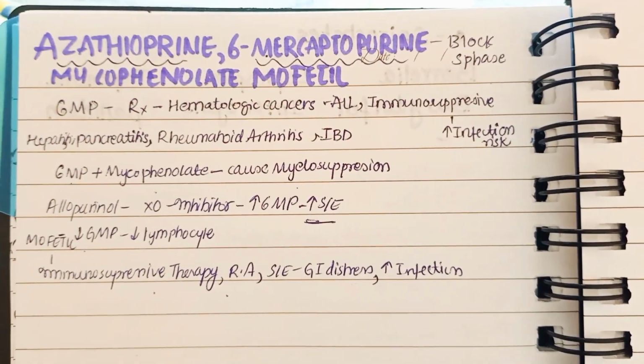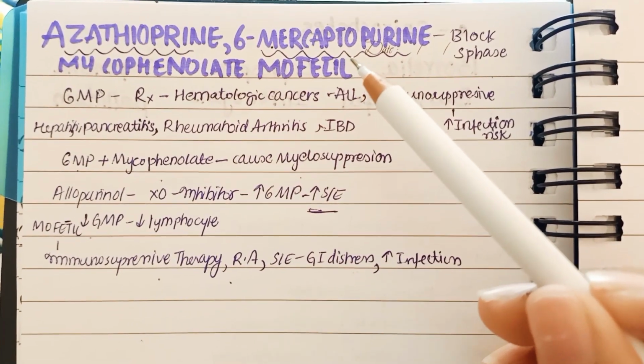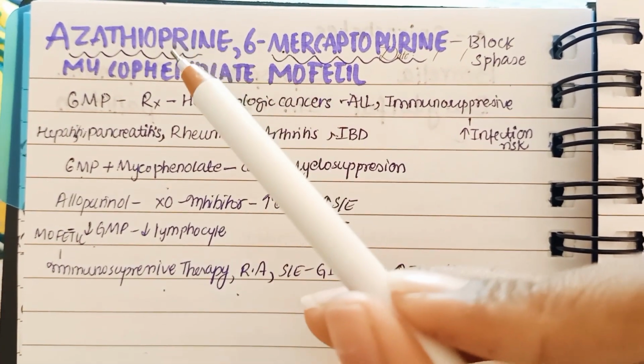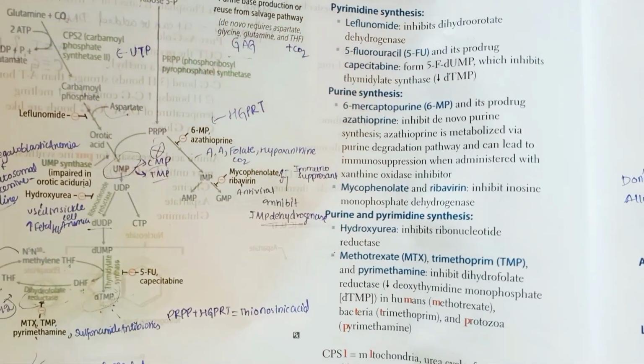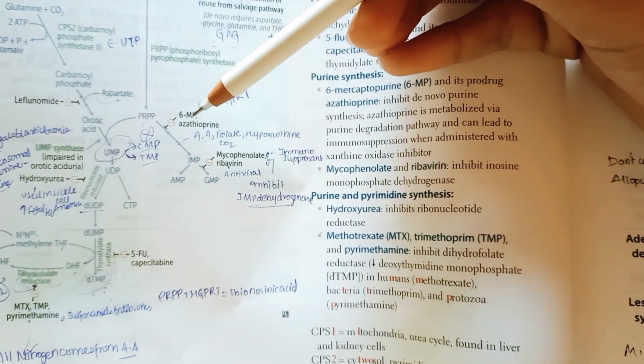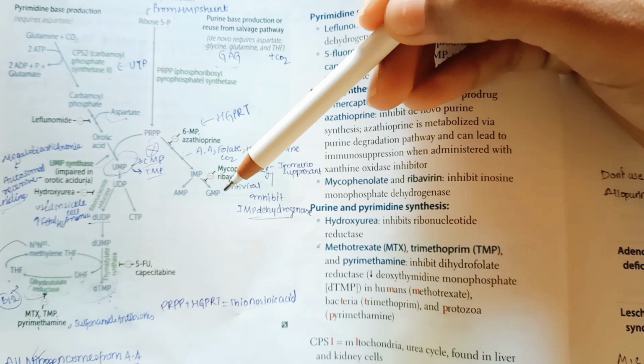Begin with another antimetabolite drug, that is Azathioprine, 6-mercaptopurine, mycophenolate mofetil. Let us see one by one. First is Azathioprine, 6-mercaptopurine. If you see, this is a purine synthesis pathway. Here 6-mercaptopurine and Azathioprine inhibit the conversion of PRPP to IMP so that AMP and GMP will not form.